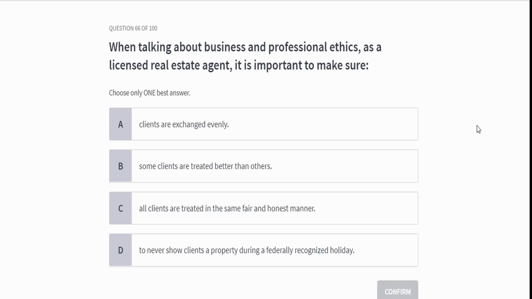All right, so question 66. When talking about business and professional ethics as a licensed real estate agent, it is important to make sure, and it gives us 4 options. A, clients are exchanged evenly. B, some clients are treated better than others. C, all clients are treated in the same fair and honest manner. Or D, to never show clients a property during a federally recognized holiday. So I'm going to give you guys some time to think this one over, starting now.